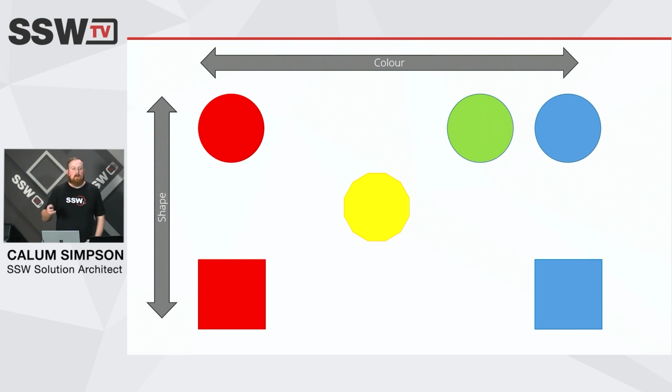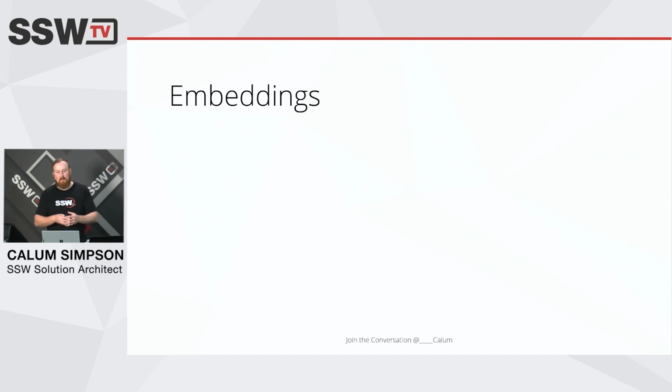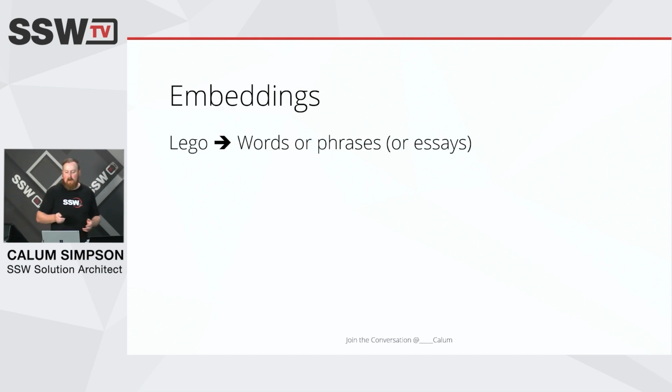So on the topic of actual embeddings though, we're obviously not talking about Lego or colored shapes. We're talking about words or phrases, or in fact essays. So you can actually embed up to 8,000 tokens, which is approximately 6,000 words at once. All of that gets boiled down to one single point, or vector, I mean. More on that in a sec.